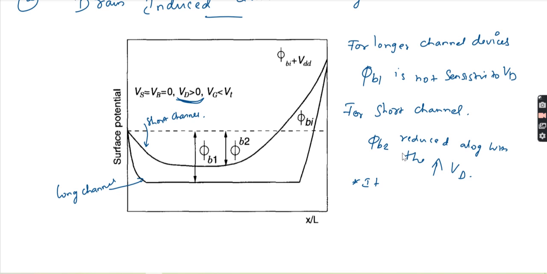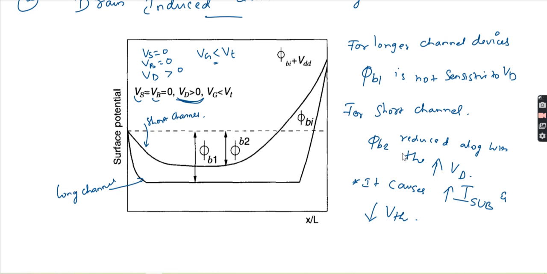It causes, in the short channel, higher subthreshold current and lower threshold voltage. You can see this. Initially, VS is equal to 0, bulk voltage also will be 0, then your drain voltage is greater than 0, and your gate voltage is less than Vt.